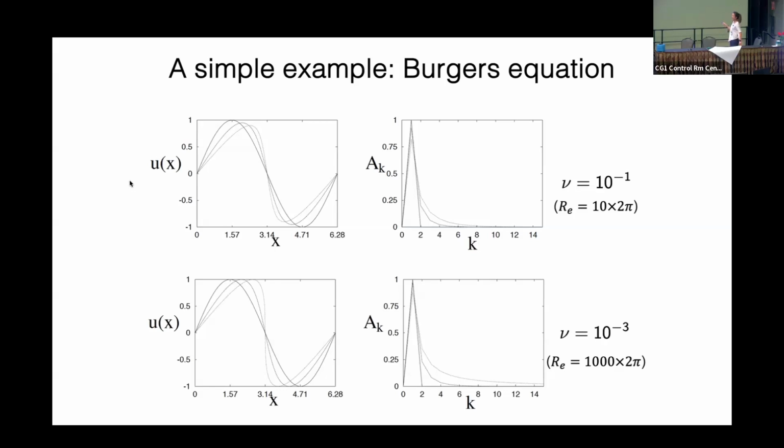Initially, you only have one wave number in both cases. Then as time goes by, you see that you are forming a distribution. You're waking up higher wave numbers. If you compare the top with the bottom, what do you notice? Right, okay, which is the high Reynolds number case.